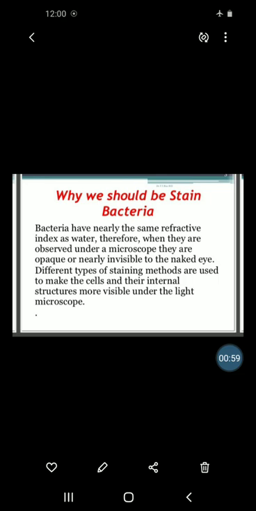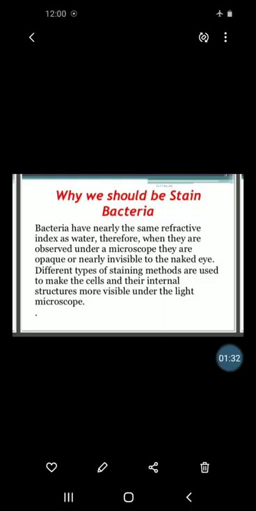The bacteria have nearly the same refractive index as that of the water. Therefore, when they are observed under the microscope, they are opaque or nearly invisible to the naked eye. Different types of staining methods are used to make the cells and their internal structure more visible under the light microscope. Are you getting the need of staining? The bacteria have nearly the same refractive index as water, so when observed under the microscope they are unable to be seen by your naked eyes. Therefore, there is the need of staining of bacteria.